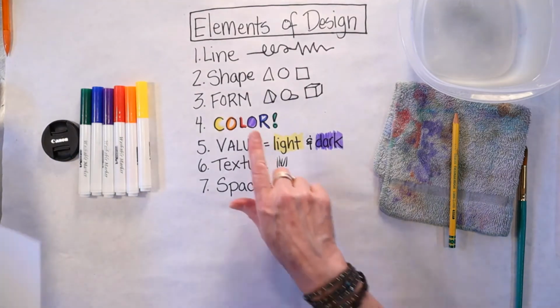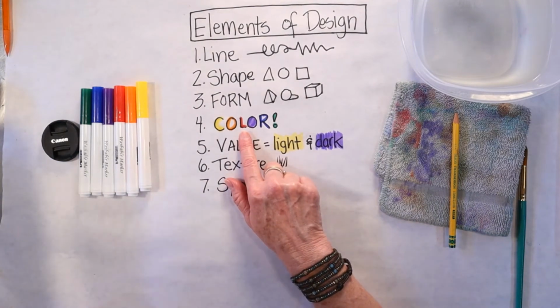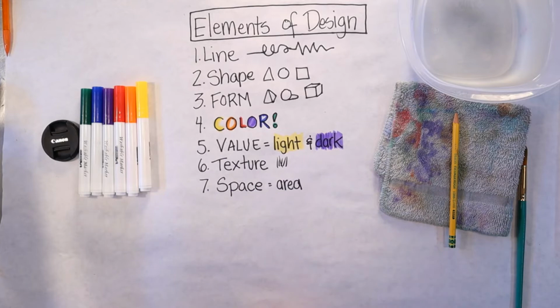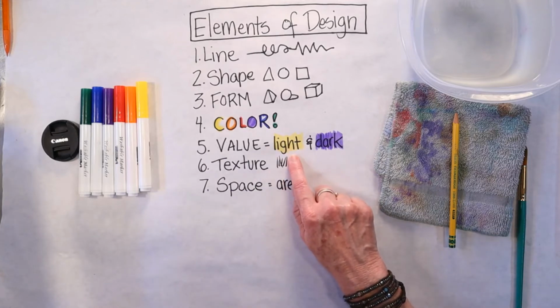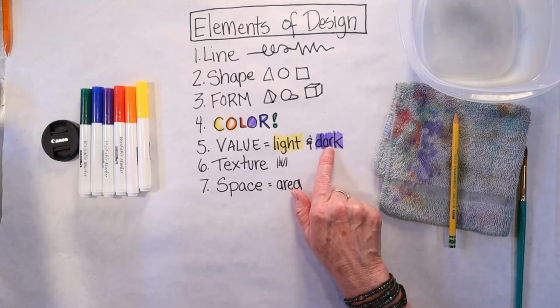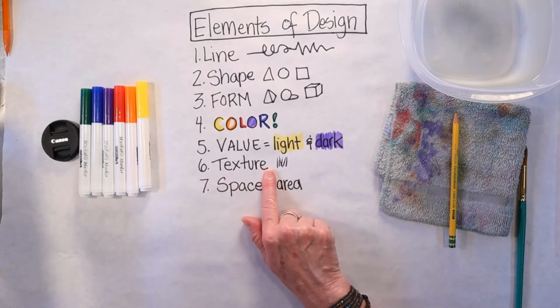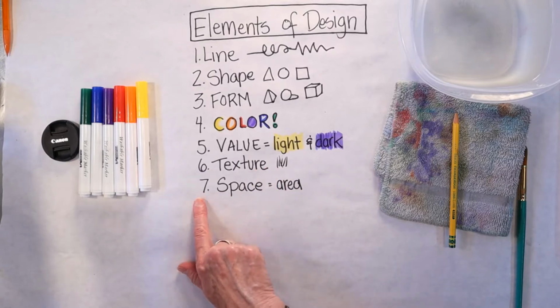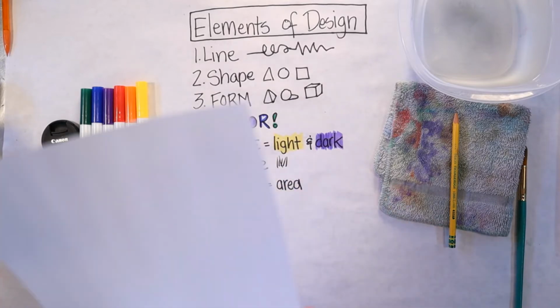Color we're going to work with a lot today because it's going to be important for all of our other projects that we're going to do together. Value is the light and dark of color. Okay, so I don't know if you can see this, but this is light, which is yellow, and purple is dark. Texture is the way something feels or it looks like it feels. We're going to have some textury plants. And then space. We're going to fill up this space.